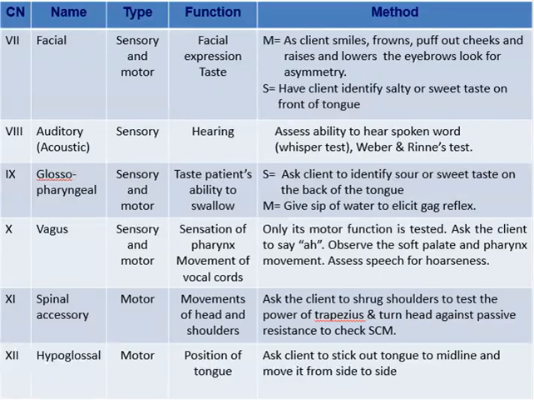On the eighth number comes the auditory or acoustic nerve. It is sensory. It functions for hearing. To assess this, assess ability to hear spoken words via whisper test and Weber or Rinne test.